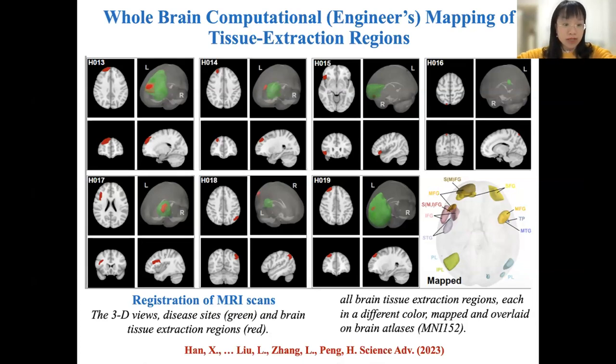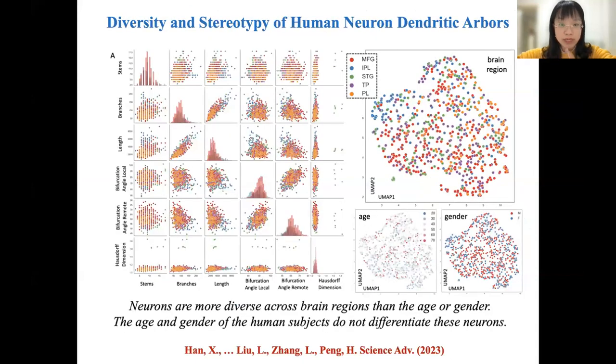Since we have all these structures, we are trying to dissect the characteristics of each brain region. Also, since these patients are of different ages and genders, we are curious: is there any difference between ages, for example, a younger person, 20 years old, and an older person, 70 years old? People will also ask how the brains look in males and females, and whether they are different. The interesting thing is that neurons are more diverse across brain regions than across age and gender.